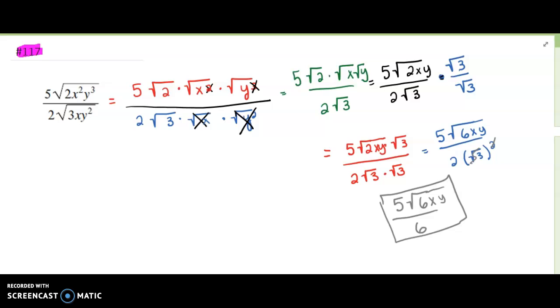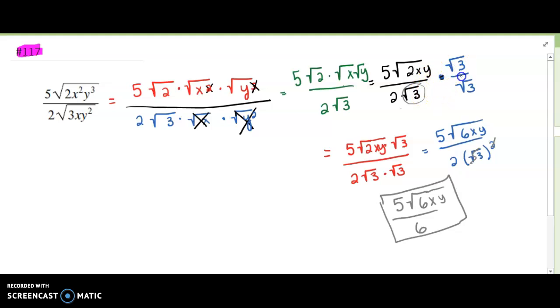Okay, so kind of like I did before, I separated it all. X squared over x is just x on top. Y cubed over y squared is just y on top. So I get rid of those, and here I am. I put the numerator together, I get 5 square root of 2xy. Okay, now this square root of 3 is what's causing us problems. The 2 doesn't cause us problems at all, so we don't have to do anything with the 2 yet.